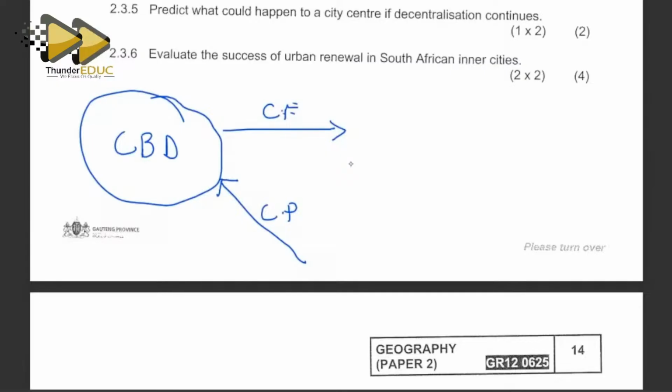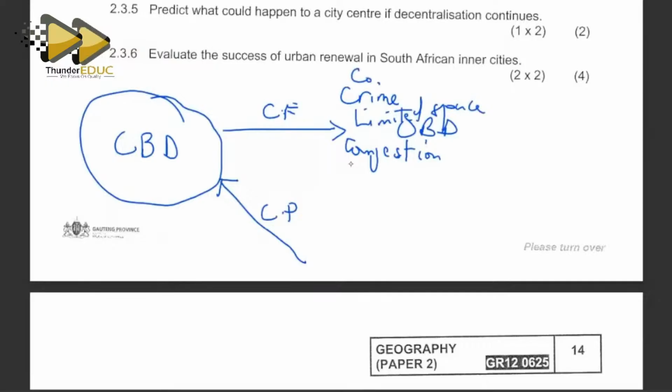What are the likely activities or events that are likely to repel activities from the CBD into the outlying business district? We look at things like crime. We look at things like congestion. We look at things like limited space. Things like competition. Those are things that repel activities from the CBD to the outlying business district.